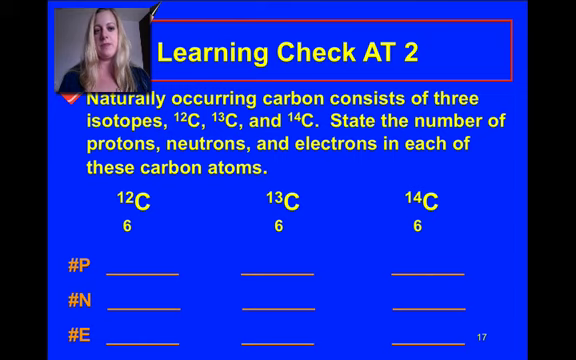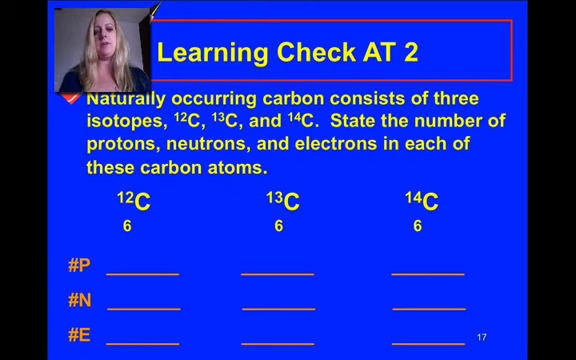Okay. All right, so let's see. Naturally occurring carbon consists of 3 isotopes, carbon 12, 13, and 14. So we use this actually in radiometric dating, which is what we're going to talk about a little bit later in the semester. But just know that these are the most commonly found isotopes of carbon. So state the number of protons, neutrons, and electrons in each of these carbon atoms. So we have our regular carbon 12. We have an isotope of carbon 13 and another isotope carbon 14, which we do use in radiometric dating when we find a fossil or a piece of rock or something.